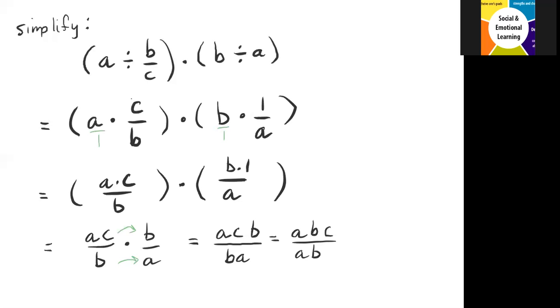Because this is like saying A over A times B over B times C. And A over A is just equal to 1, and B over B is just equal to 1. So we're just left with C. That's our final answer.